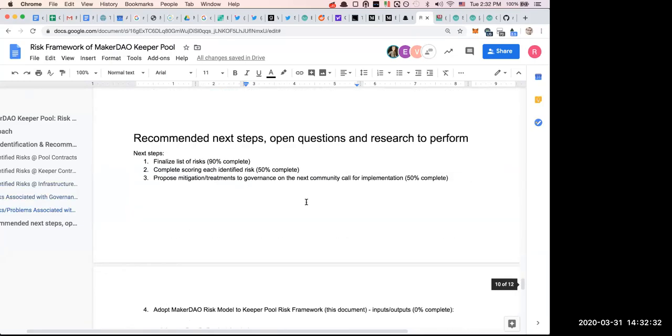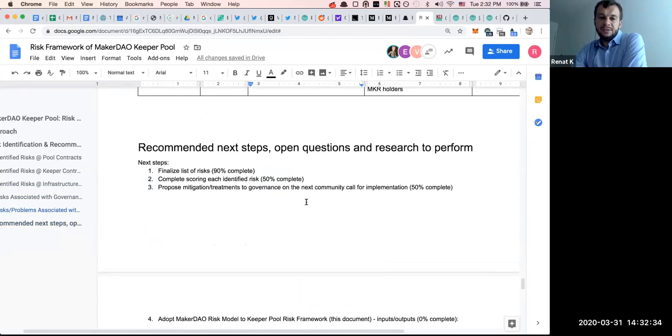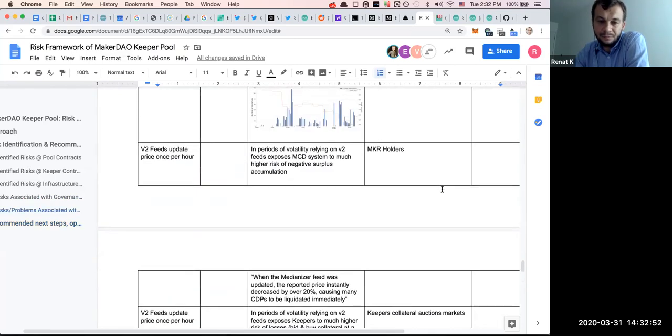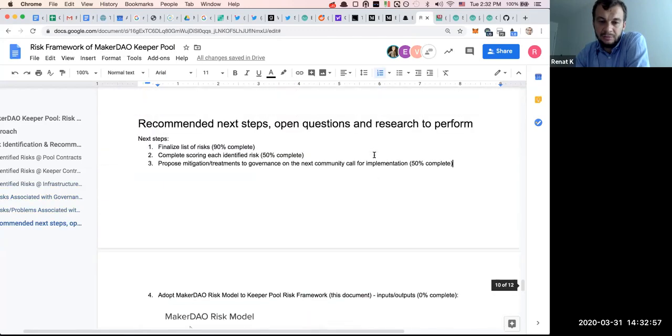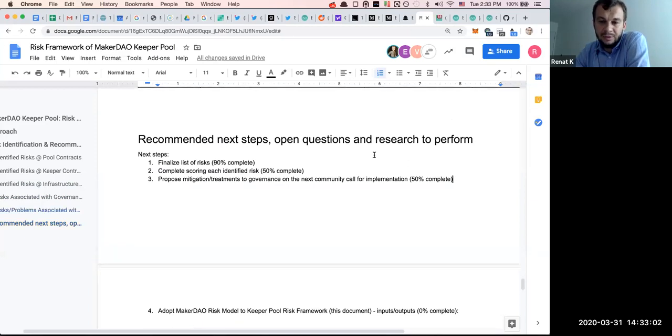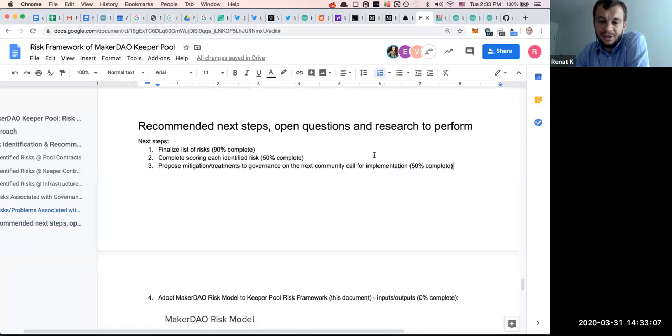So, a summary to report on progress: the list of risks is more or less complete. The scoring for each identified risk is in progress, about 50% complete. The mitigation treatments, 50%. The hard part would be these risk oracles, right? How to determine exactly what to watch in the mempool, maybe wartime, peacetime, and adjust allocations.